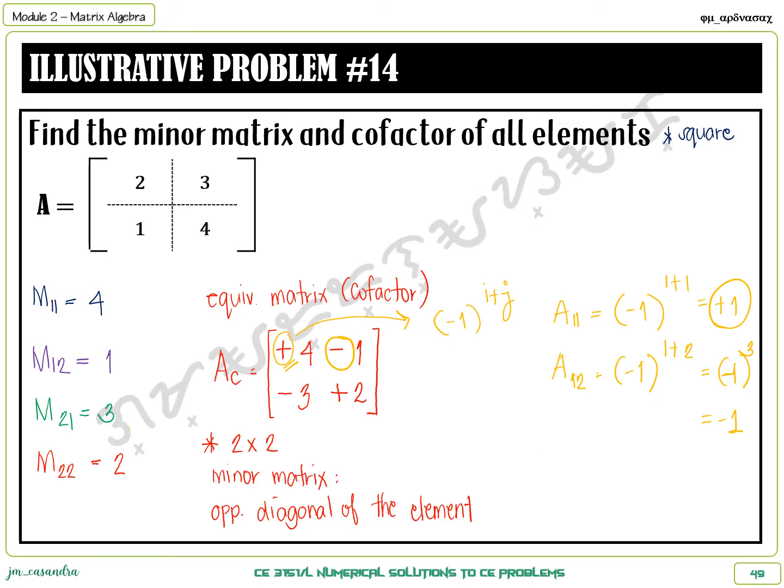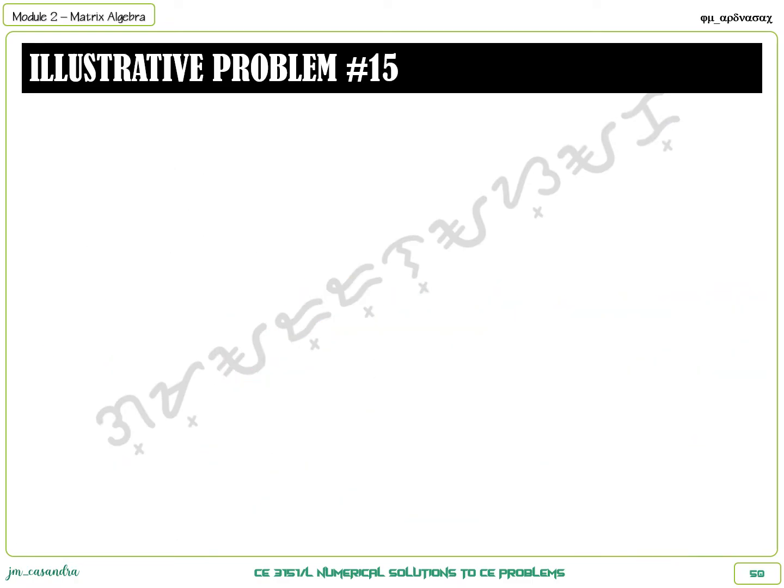So, shortcut natin, again, for emphasis is positive ang start. Okay? So, positive, negative, positive, negative, alternating. So, kung may fourth row and fourth column ako, continue ko lang. Okay? So let's solve problem number 15.